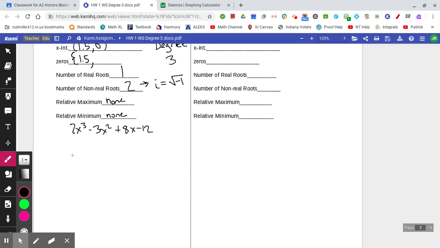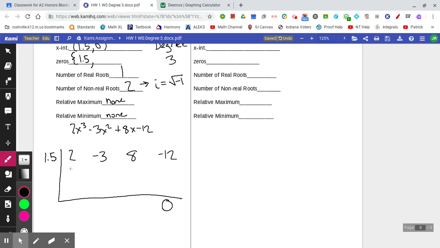So the number in front of x to the third is 2, the number in front of x squared is negative 3, the number in front of x is positive 8, and the constant at the very end is negative 12. And we are going to use our divisor. We're going to use the real 0 as our divisor. So 1.5 we already know is one of our answers, so we're going to use 1.5. And since it's an answer, it's telling us, hey, we should get a remainder of 0. We're going to use that to break this down.